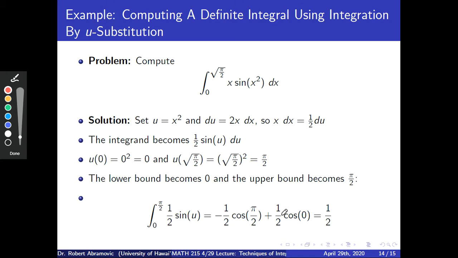Cosine of pi over 2 is 0. Cosine of 0 is 1. We have a plus here because we're subtracting. It's the antiderivative evaluated at the upper bound minus the antiderivative evaluated at the lower bound. So what we're left with is negative 1/2 cosine of pi over 2 plus 1/2 cosine of 0. This is just 0. 0 plus 1/2 is just 1/2. That's why we have 1/2 here as our solution.